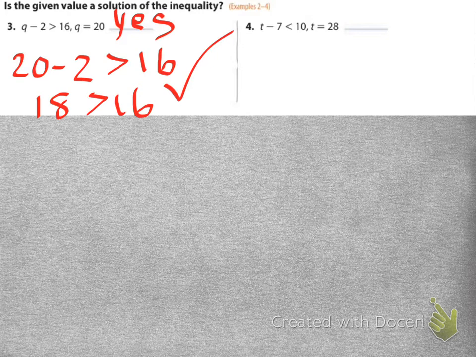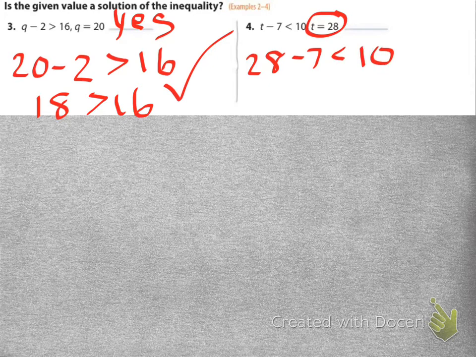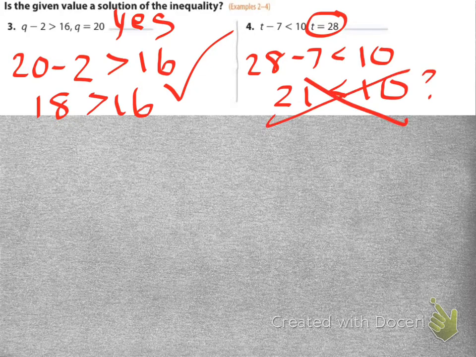And same with this other one. This one we're saying that t is equal to 28. So t minus 7 is 28 minus 7. 28 minus 7 is 21. Is 21 less than 10? And the answer is no.